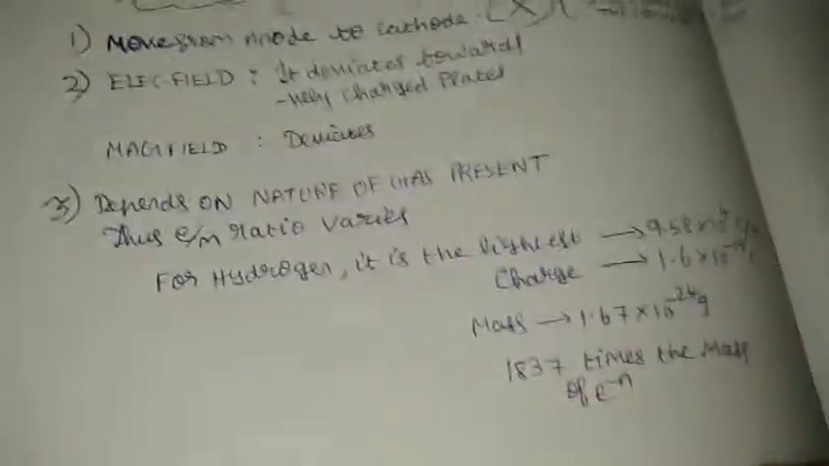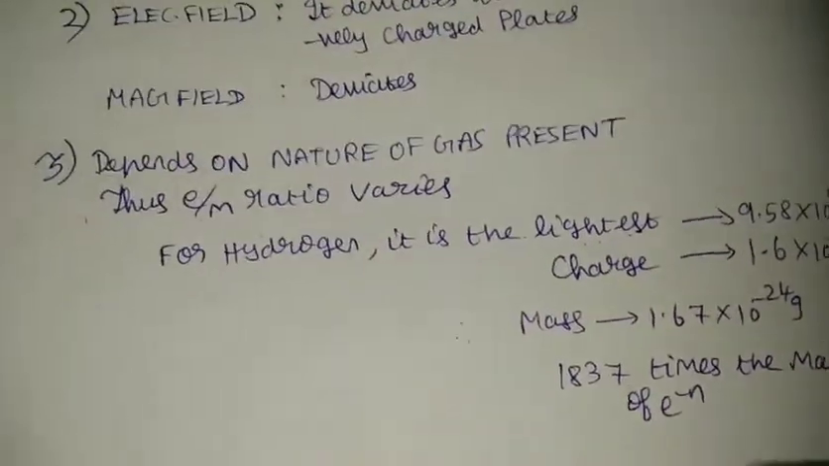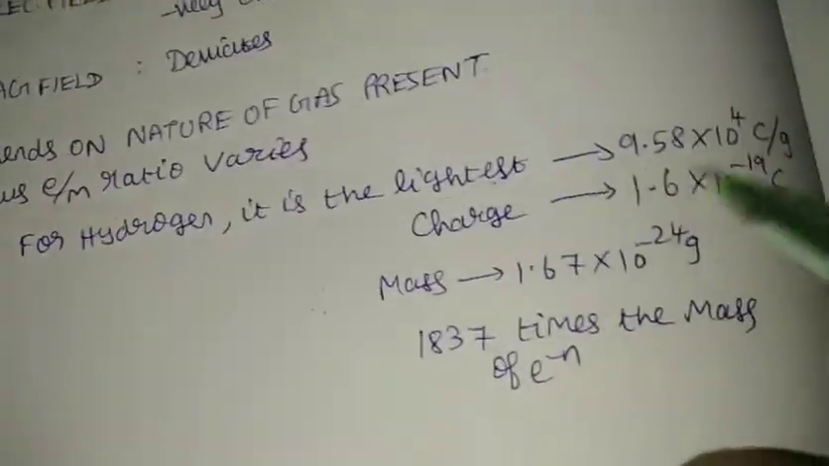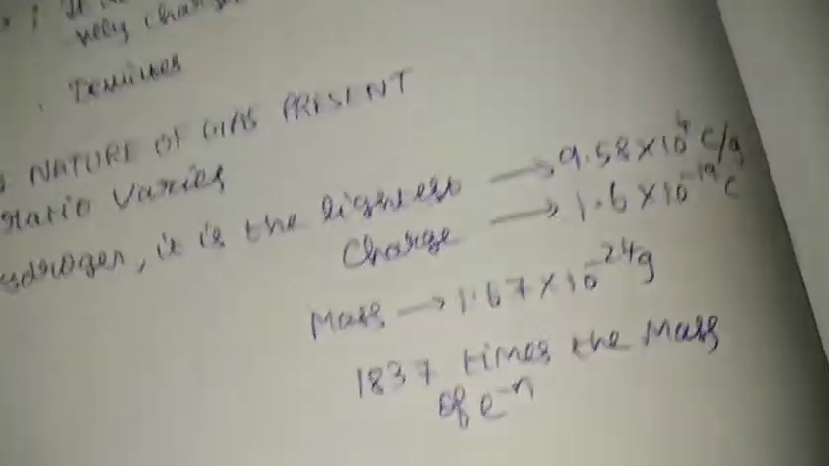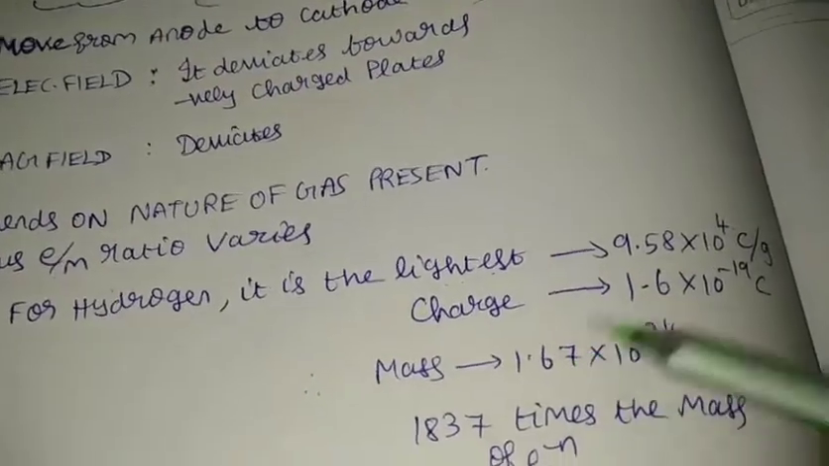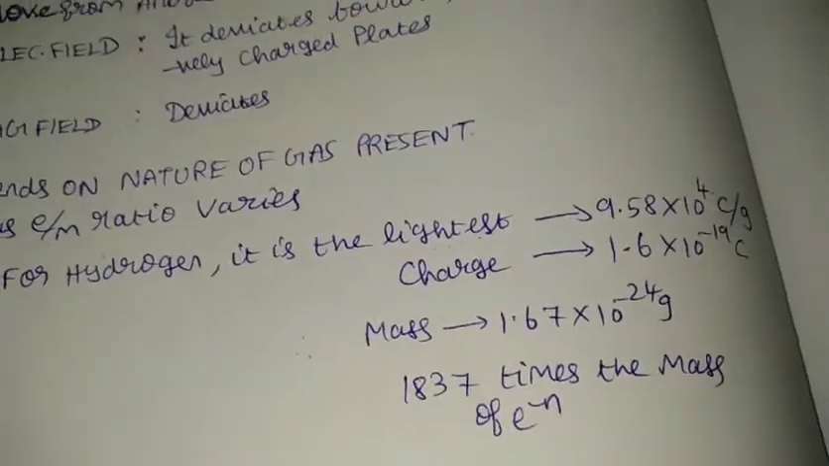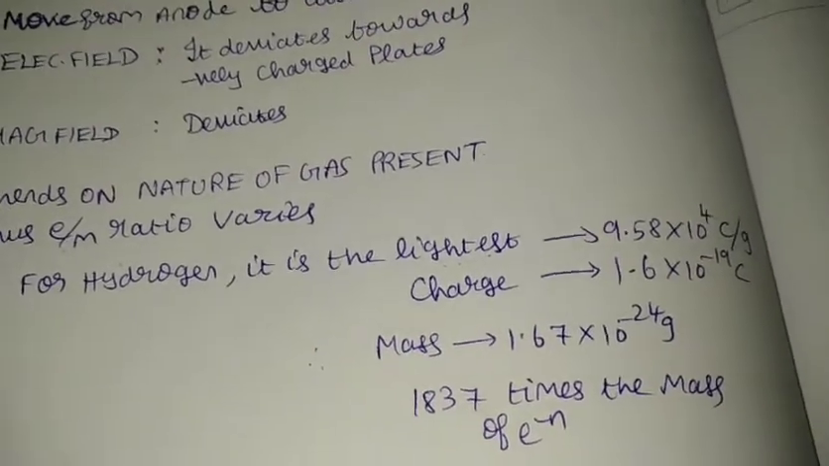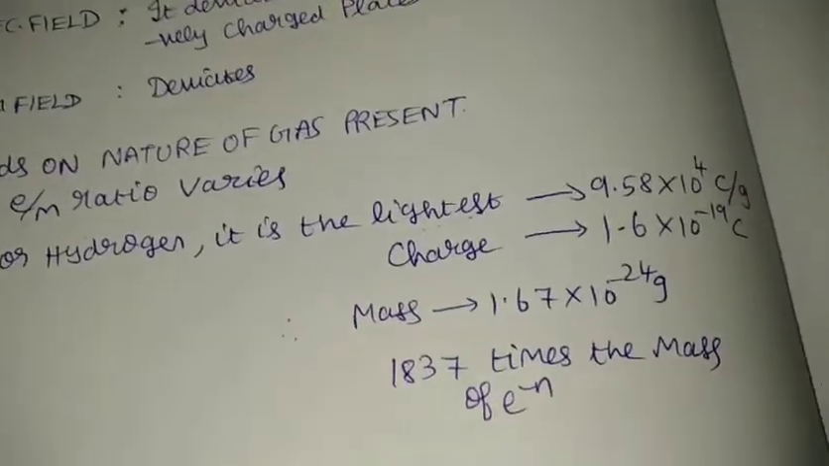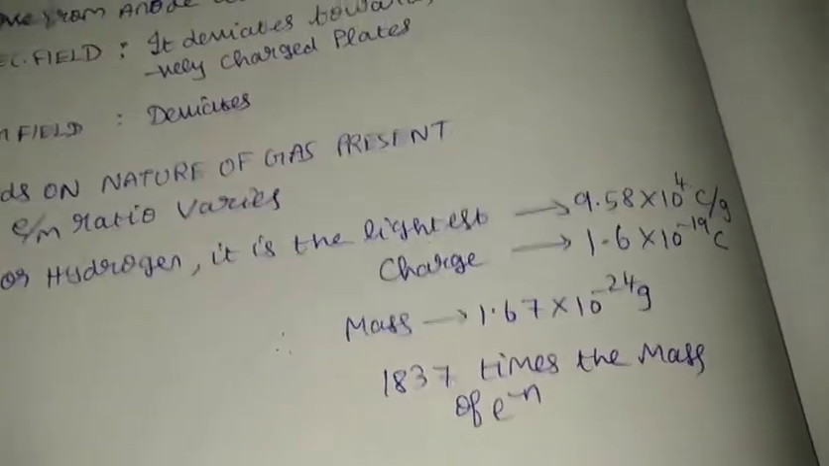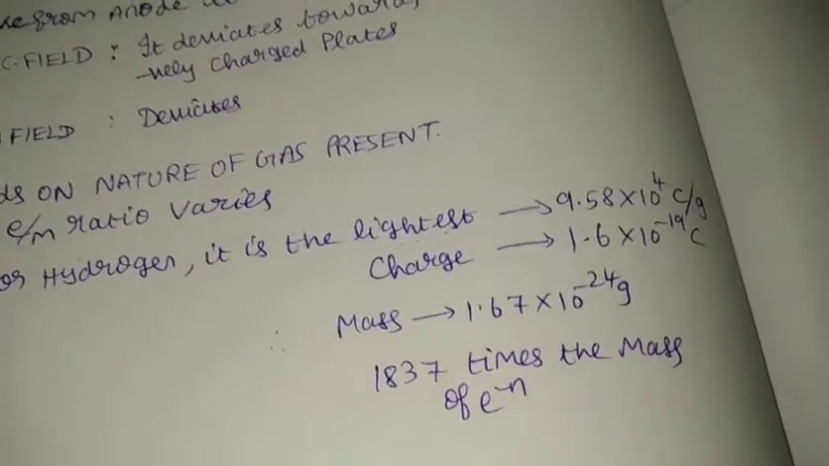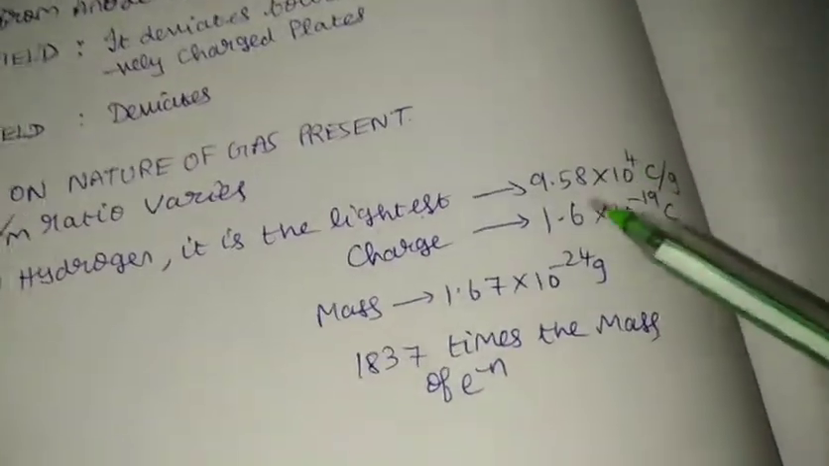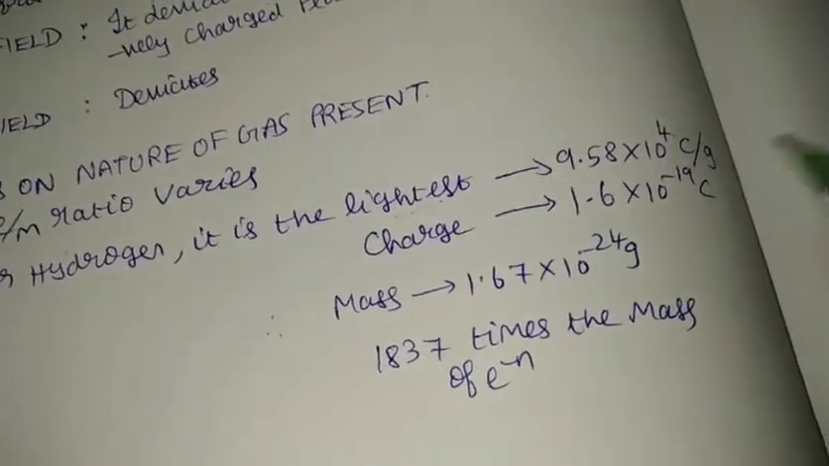When he took hydrogen, it was the lightest, so this e/m ratio came out to be 9.5 × 10^4 coulomb per gram. And the charge, of course, we know is just opposite to that of the electron. If the electron has negative charge, the proton will have positive charge. The electron has 1.6 × 10^-19 coulomb charge, but negatively charged, and positive is the convention. So the proton is positively charged, with the same magnitude.